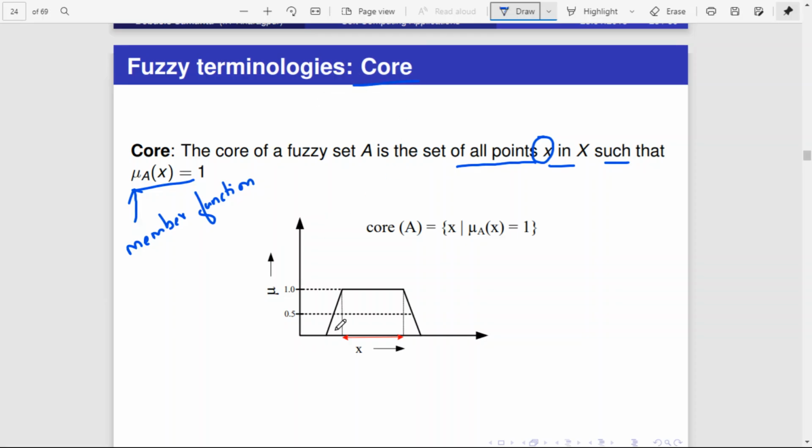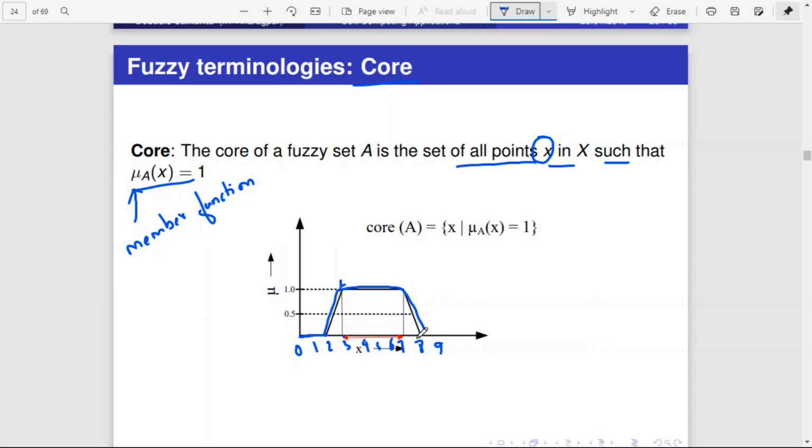Here is a simple example. Say assume this is the result of a membership function. These are the values of x: 0, 1, 2, 3, 4, 5, 6, 7, 8, 9, and so on. For 0 the membership function is 0, for 1 it is 0, for 2 also it is 0. But for 3 it is 1, for 4 it is 1, for 5 it is 1, for 6 it is 1, for 7 it is 1, and again for 8 it is 0.